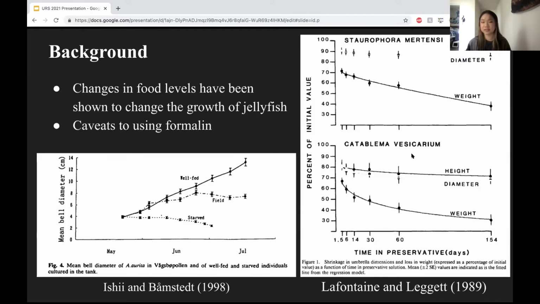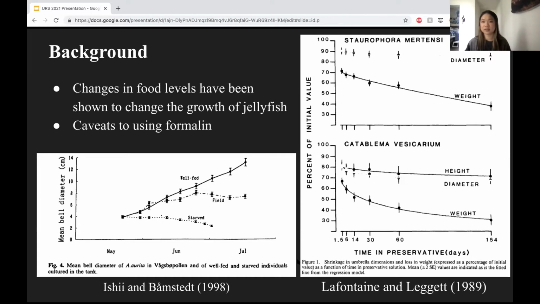And just some studies we're using as a baseline. This study by Vichy and Basal in 1998 looked at Aurelia aurita, which might be those really pretty purple moon jellyfish you might see in the zoo. They saw that when they are very well fed, they increase their bell diameter, and when they are starved, they decrease their bell diameter. So you can see how variation in food levels changes their growth.